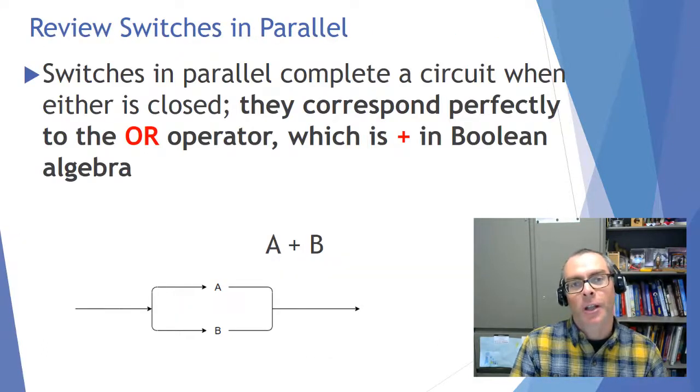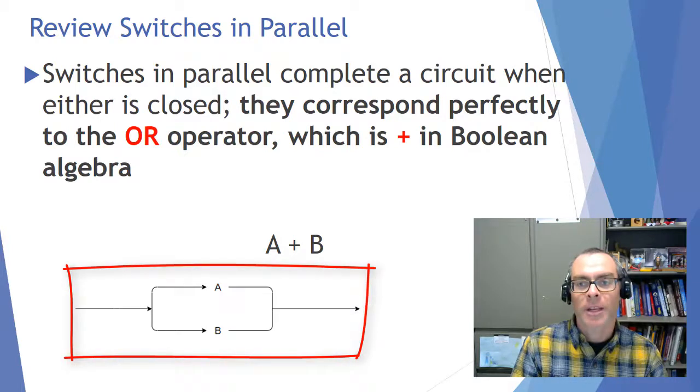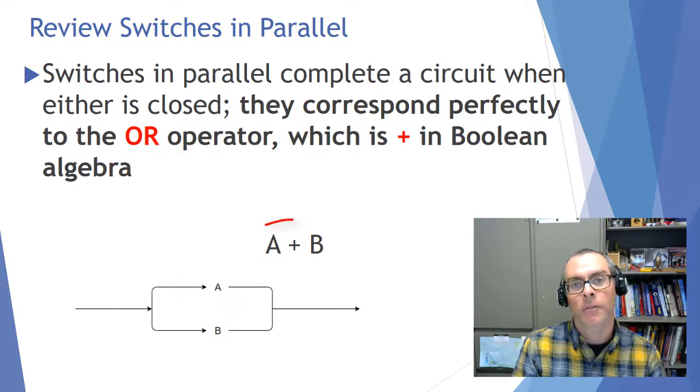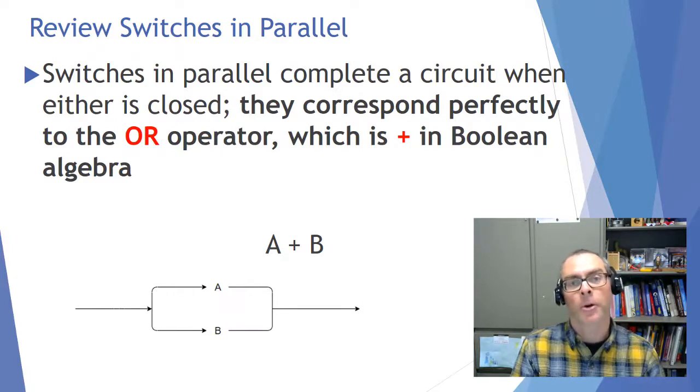First of all, as we saw in our last lesson, and if you haven't watched that one recently, you'll want to go back and watch our lesson on switches and circuits. But two main things I want to refresh with you. First of all, when two switches are in parallel, they complete a circuit when either one of them is closed, and that's represented by the Boolean operator of addition. And that really corresponds to an OR statement. That is to say, we'll have current flow when either A or B is closed. And that's why the Boolean operator of addition is often called the OR operator.